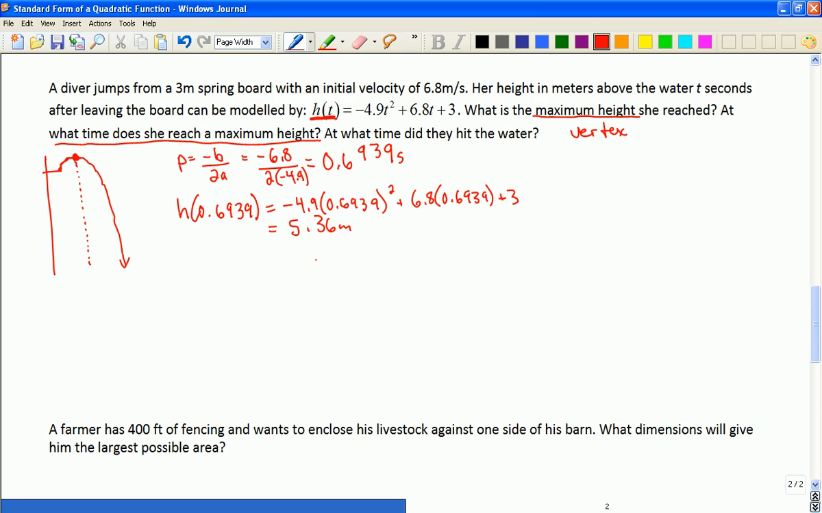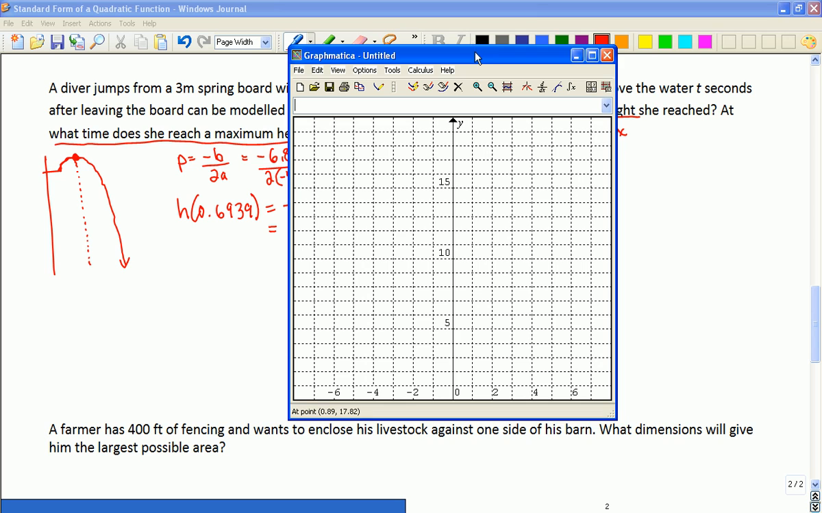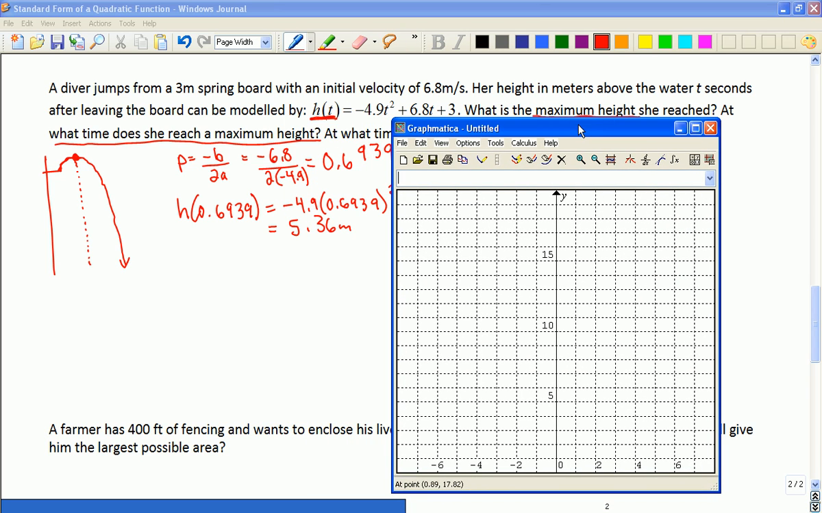So now we know the maximum height and the time it happened. The only thing we haven't answered is what time it hits the water. And for now, all we can do is sketch, because we've just been working on plotting these graphs. So I'm going to show you what it would look like, since I want to be very clear. My artistic skills might let us down. This is what the graph of that diver would actually look like.